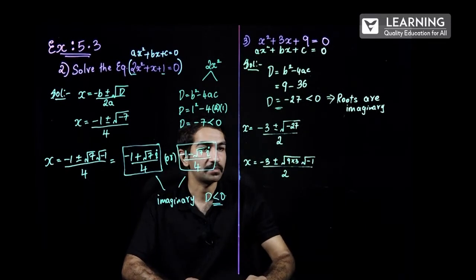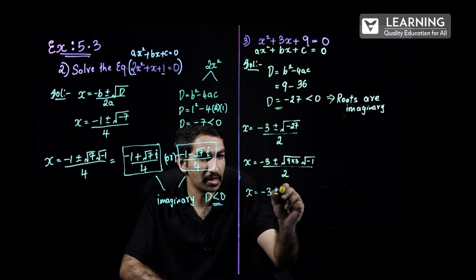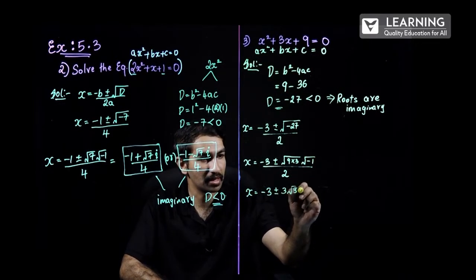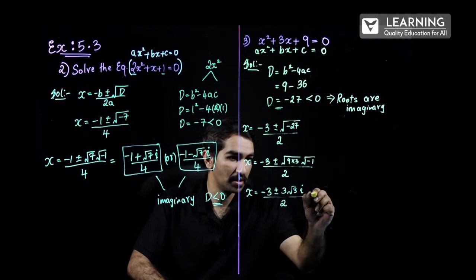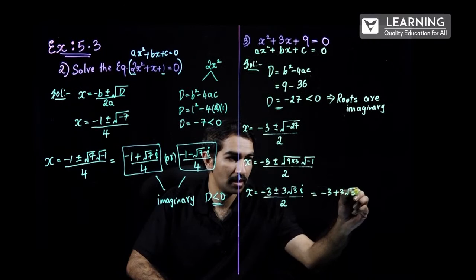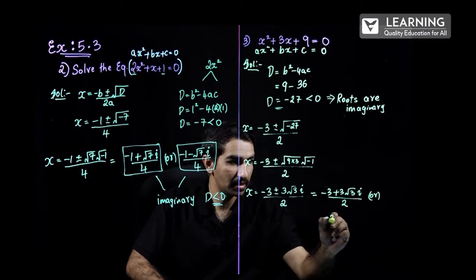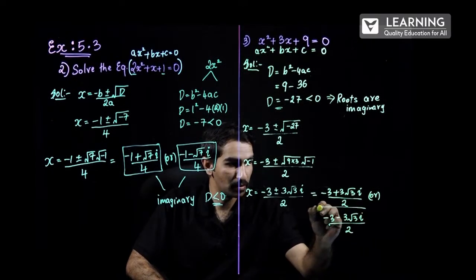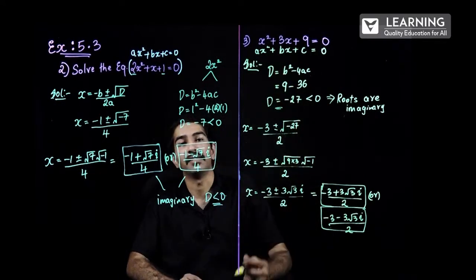3 squared is 9. So this again can be written as x equals minus 3 plus or minus 3 root 3, and root of minus 1 can be written as i, the whole divided by 2. So finally we can write minus 3 plus 3 root 3 i, the whole divided by 2, or minus 3 minus 3 root 3 i, the whole divided by 2. These both will be the roots of the given quadratic equation.